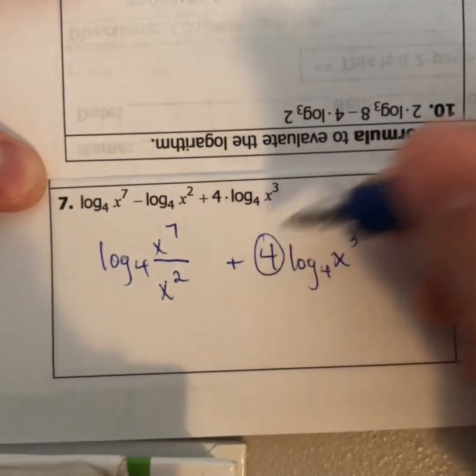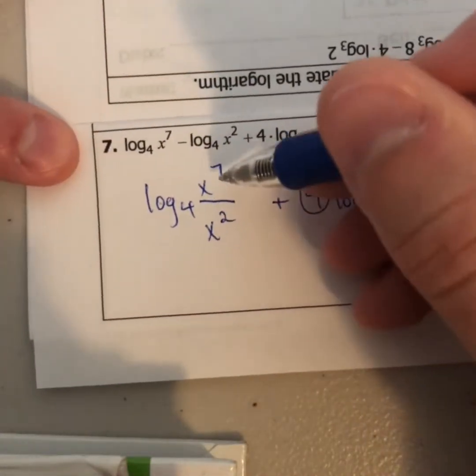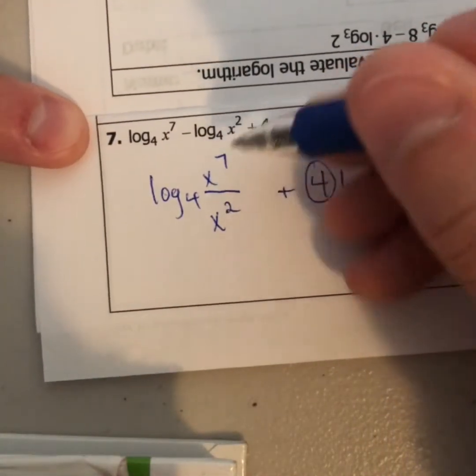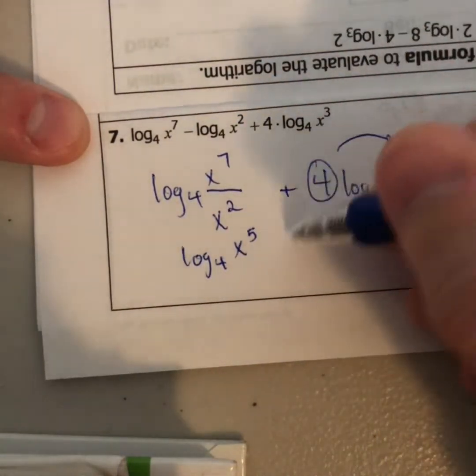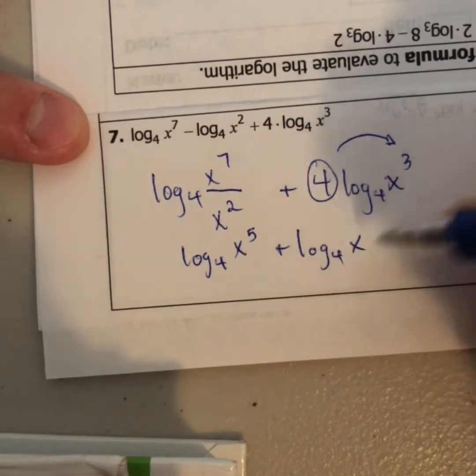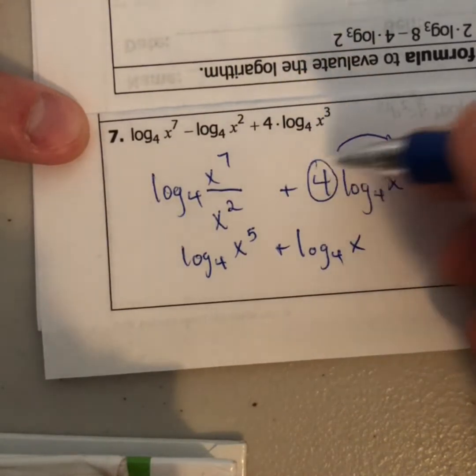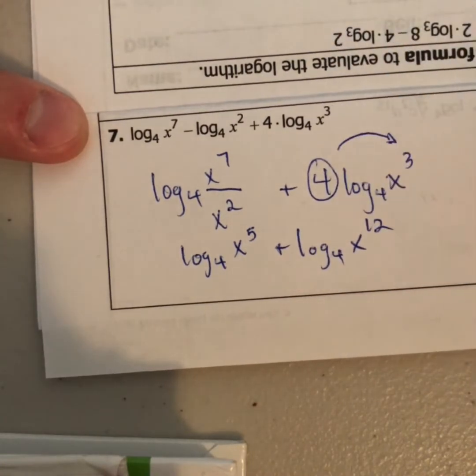And we also have a power rule going on here as well. So we know when we divide, we subtract exponents when we divide with the same variable. So that's log base 4 of x to the 5th plus log base 4 of x. Once again, we're going to multiply those when we use the power rule. 3 times 4 is 12, so we get x to the 12th.